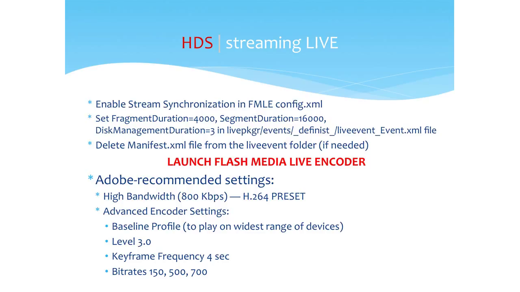So to get going, streaming live to both Flash and to iOS, you have to do a few edits to your config file in Flash Media Live Encoder. They want you to set your default fragment duration to 4,000, the segment duration to 16,000, and your disk management duration to 3. And that's in this live packager events event XML file. So that's recommended so that everything's handled smoothly across both devices while it's doing the real-time packaging.